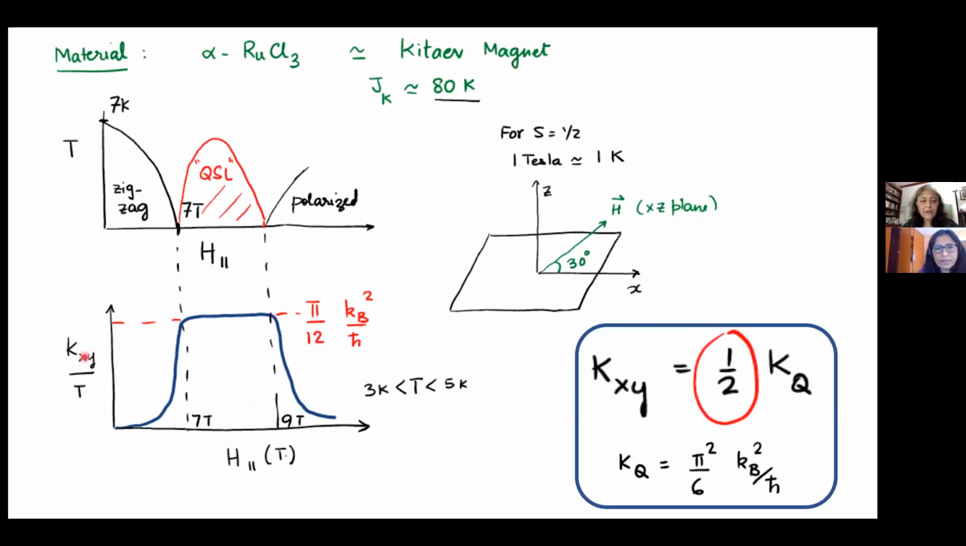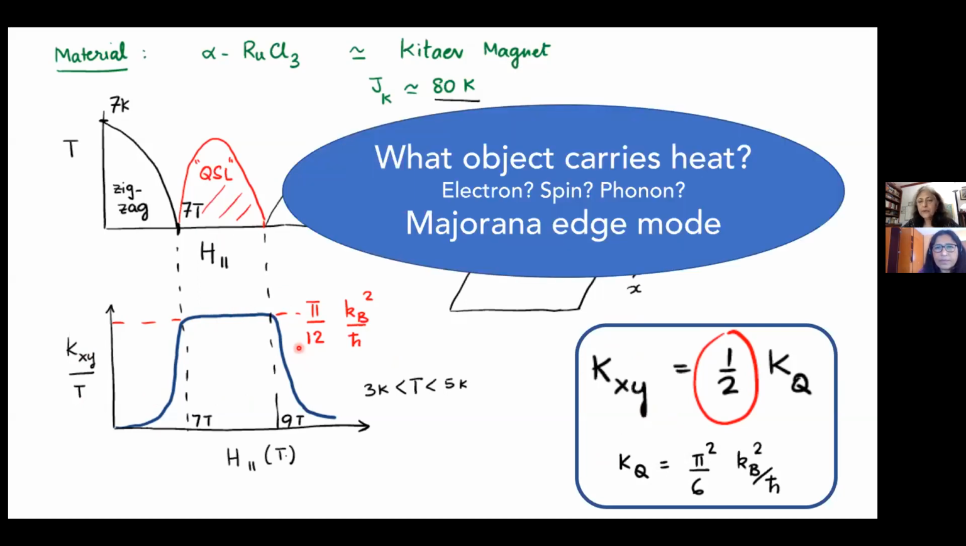So in kappa XY as a function of T, one is expecting to see this plateau here with a value which is half of K quantum. Okay, so what object carries the heat? And it's essentially not the electron or the spin. The electrons are gapped out.